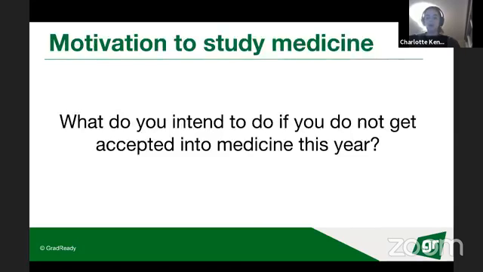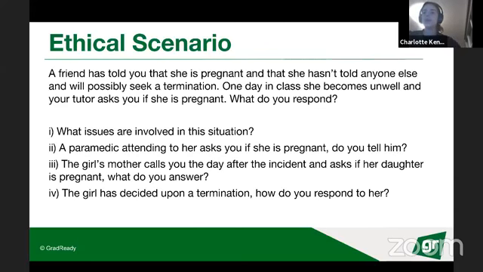So we'll talk through some example questions, and this will probably take us to the end of the session. This question is a really good example of an ethical scenario. A friend has told you that she's pregnant and that she hasn't told anyone else and will possibly seek a termination. One day in class, she becomes unwell and your tutor asks you if she's pregnant. What do you respond? Do you want to take this one away, Mac?